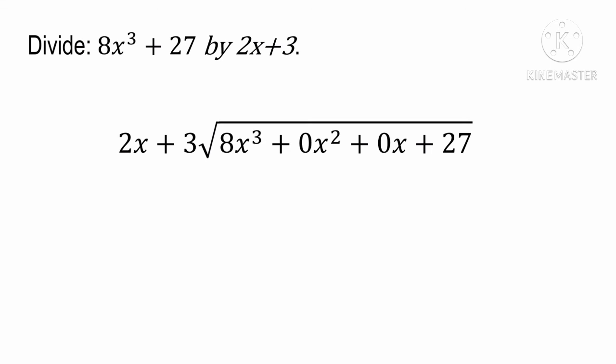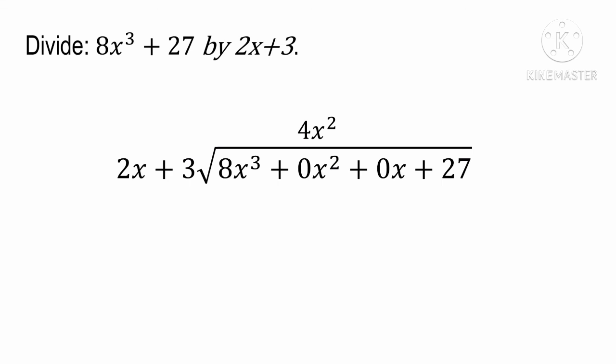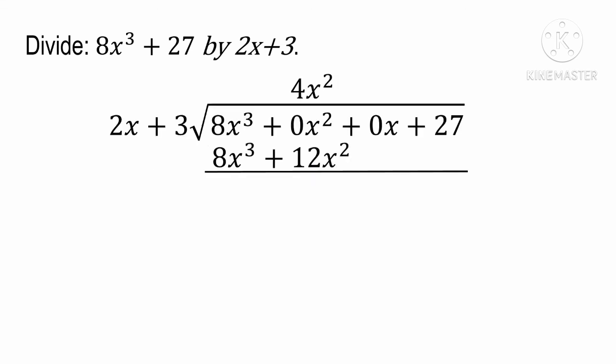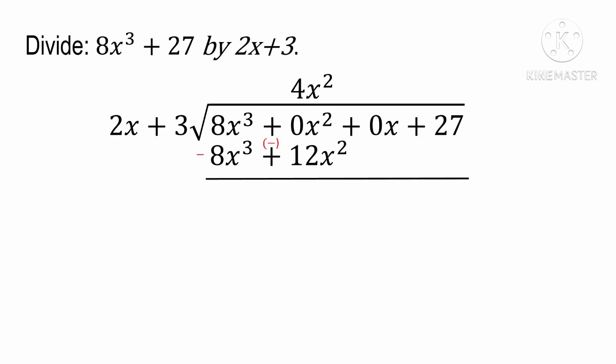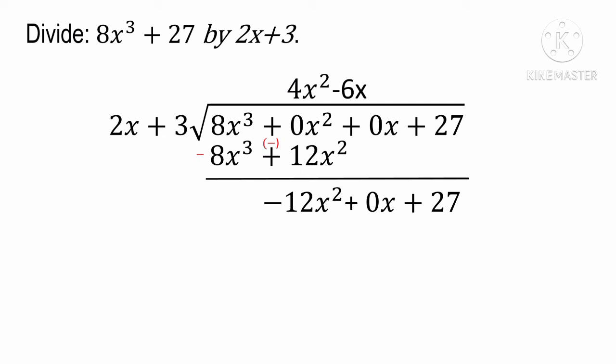Again, go back to the first term, sa atong dividend o sa atong divisor, 8x cubed divided by 2x, we have 4x squared. And then, multiplied balik, 4x squared times 2x, we have 8x cubed. 4x squared times 3, we have 12x squared. Ato ada yung isubtract or simply change the sign. So 8x cubed minus 8x cubed, 0, 0x squared minus 12x squared. That is negative 12x squared. Bring down 0x and positive 27.